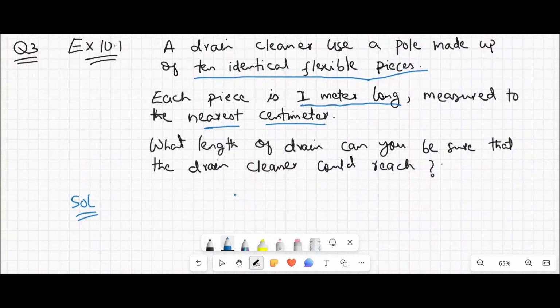So we have question number 3. A drain cleaner uses a pole made up of 10 identical flexible pieces. Each piece is 1 meter long, measured to the nearest centimeter. So we have a pole, and these are the 10 flexible pieces. We are talking about one flexible piece.